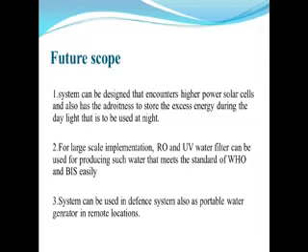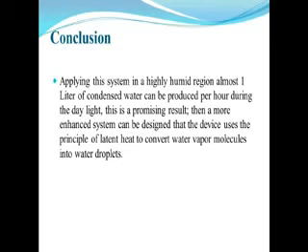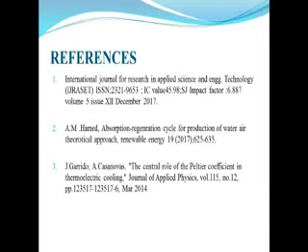Systems can be used in defense systems, and also as a portable water generator in remote locations. Conclusion: applying this system in a highly humid region, almost 1 liter of condensed water can be produced per hour during the daylight. This is a promising result. A more enhanced system can then be designed where the device uses the principle of latent heat to convert water vapor molecules into water droplets.